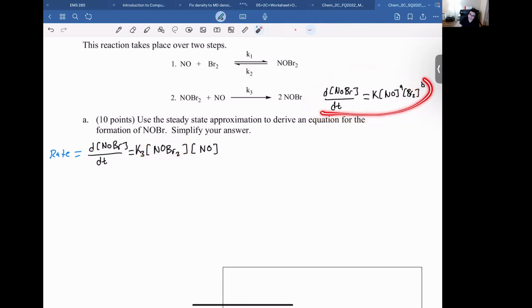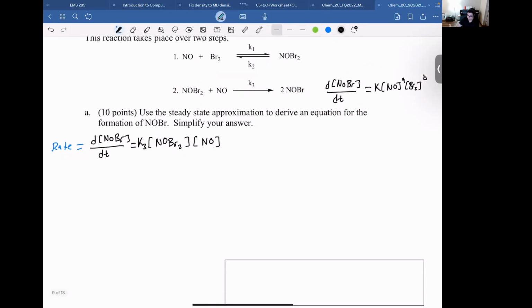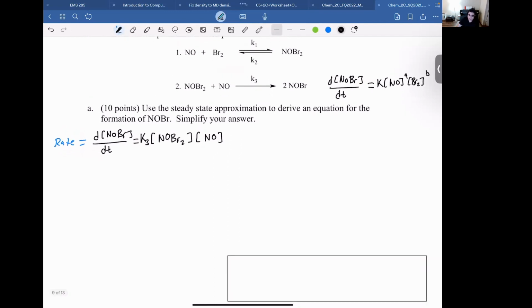I want this in terms of the reactants that I start with, not in terms of the rate limiting step reactants, or the step where the product that I want forms. So what I want to do is get rid of NOBr2. That's really what we want to do. I don't want it anymore because it doesn't look like the overall rate law. So how do I do that?